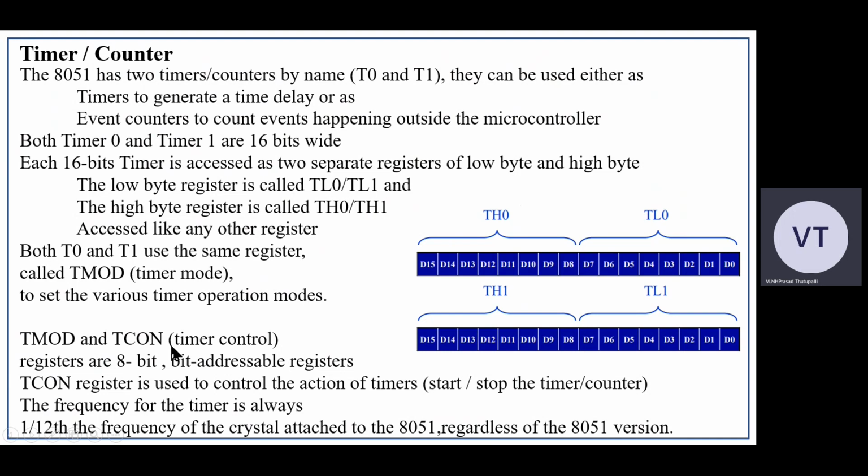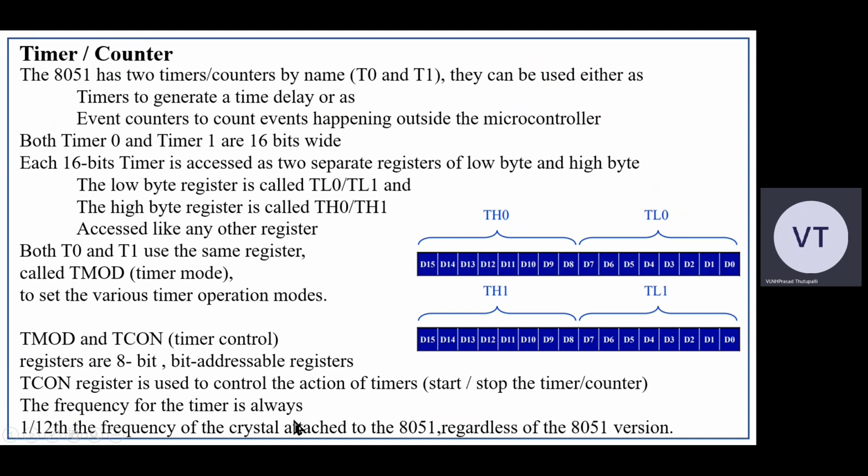The TCON register is to control the action of the timer. So what is meant by controlling? Start the timer, stop the timer, start the counter, stop the counter. So these are the timer actions, and those can be controlled with the help of the TCON register.